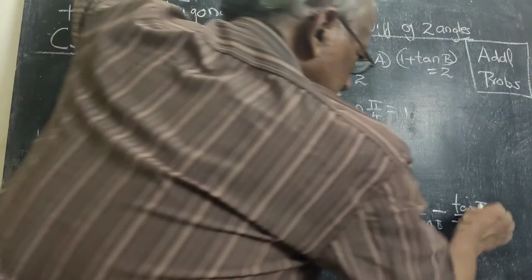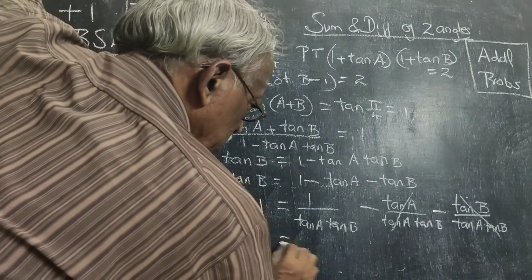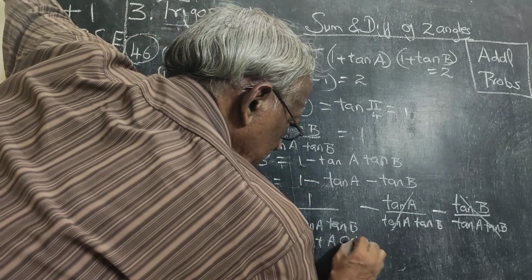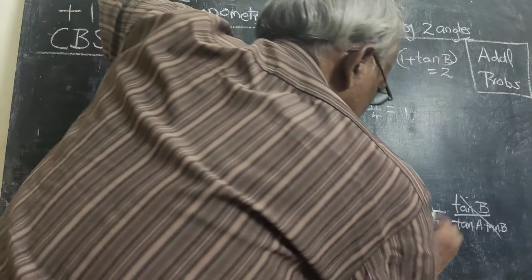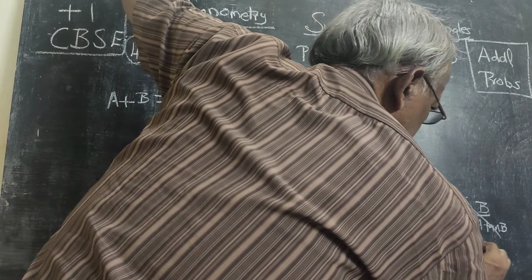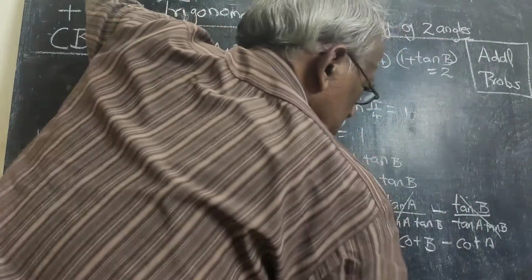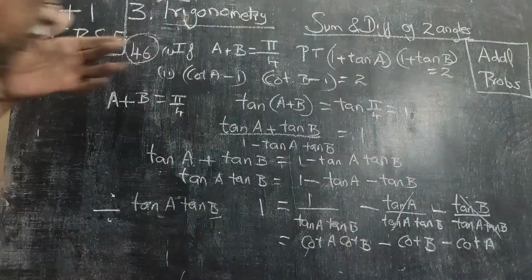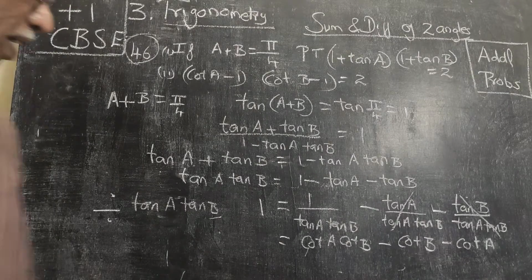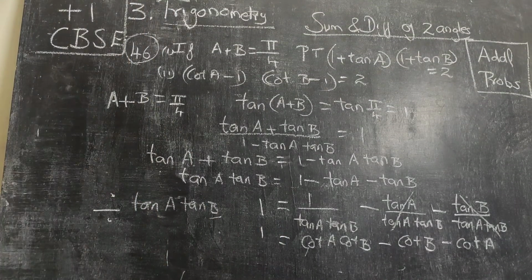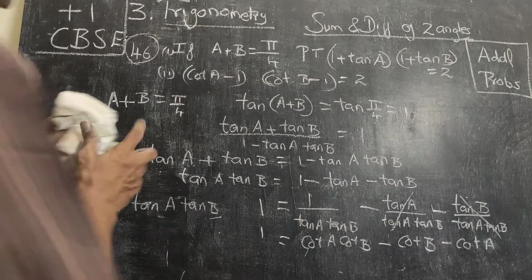The result, I can say this part, 1 by tan a tan b, is nothing but cot a cot b. 1 by tan b, so minus cot b, and this is minus cot a. 1 by tan a, reciprocal of tan a is cot a, and this side we have 1. So as we had done in the previous one, add 1 to both sides.